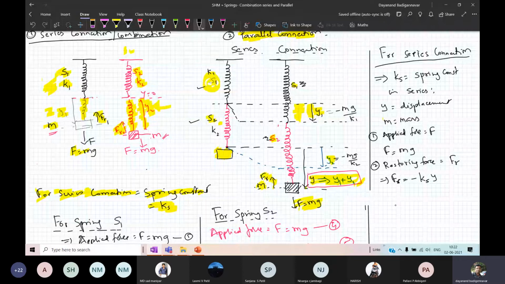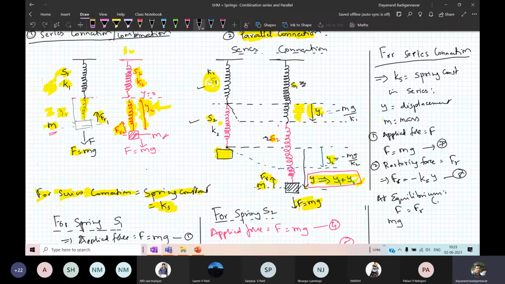So equating equation number, say this is 7, I will take this as equation number 8. So equating 7 and 8, this is at equilibrium. I will write it as at equilibrium, the same way as you have done. At equilibrium, F is equal to Fr. What is F? F is M into G. From equations 7 and 8, M into G is equal to minus of Ks into Y.